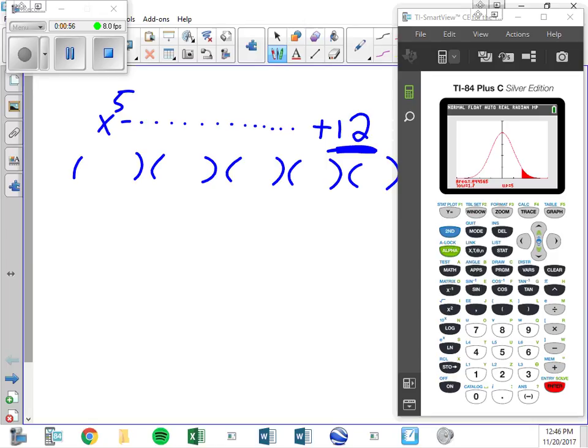So a factor could be x plus 3. If the factor is x plus 3, what's the root? X equals negative 3. And then if a factor was x minus 1, what's the root? 1. What about x minus 2? 2. Now, could it be x plus 5? No, why not? Okay, and this is really important.